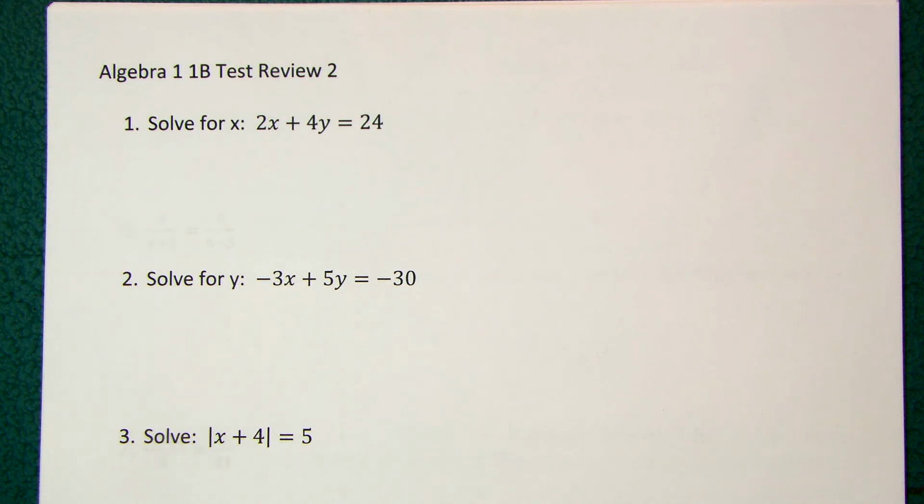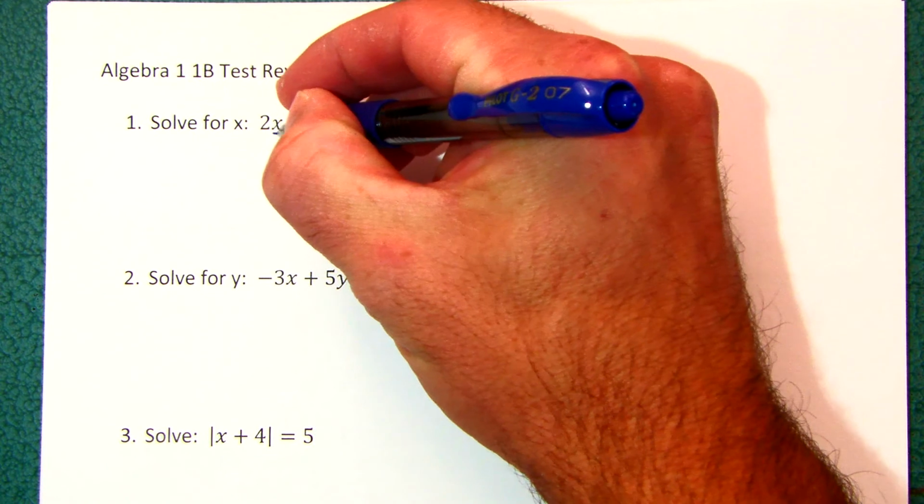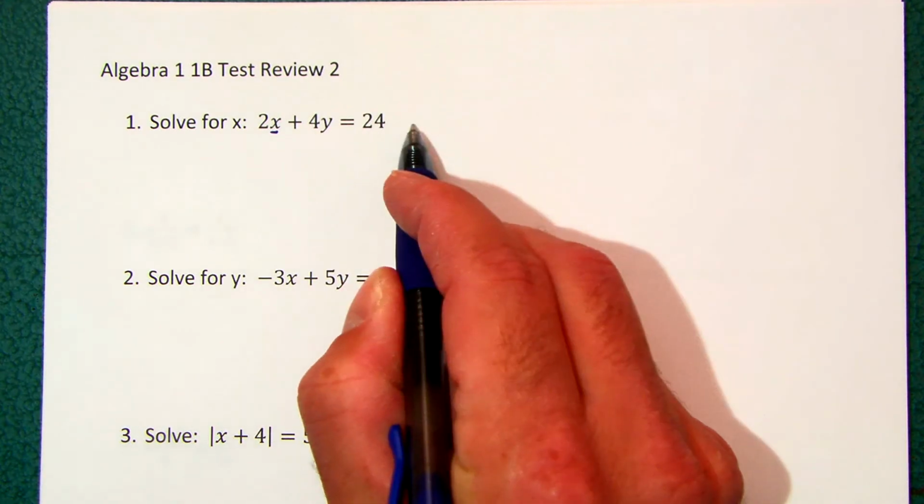So anyway, on problems 1 and 2 here, the big thing you need to do first is make sure that you're solving for the correct variable. So number 1, I said to solve for x. So that means we want to get x equals. So the first thing we got to do is move y to the other side.